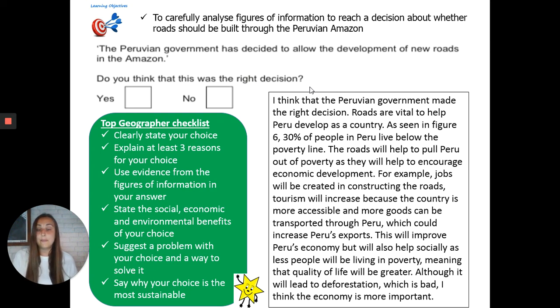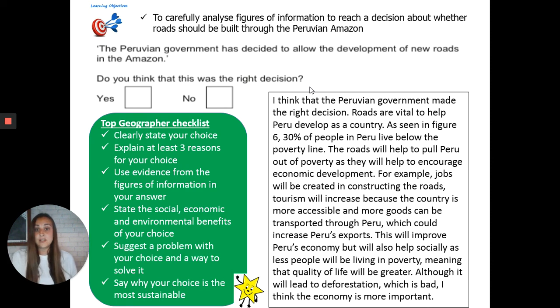For example, jobs will be created in constructing the roads. Tourism will increase because the country is more accessible and more goods can be transported through Peru, which could increase Peru's exports. Export is what you sell out of a country. This will help Peru's economy, but it will also help socially, as fewer people will be living in poverty, meaning that quality of life will be greater. Although it will lead to deforestation, which is bad, I think the economy is more important.